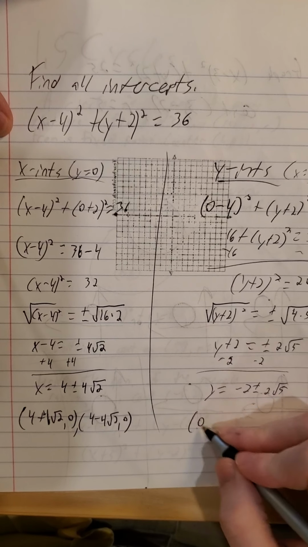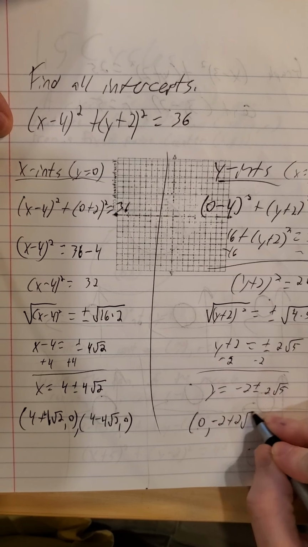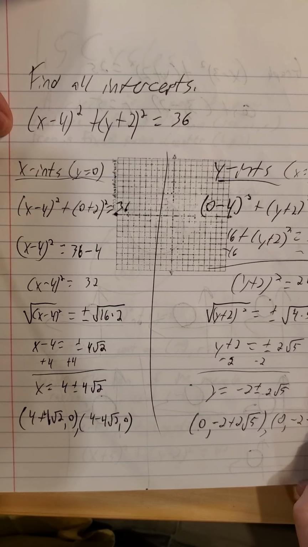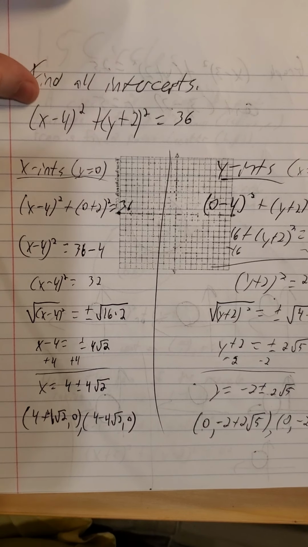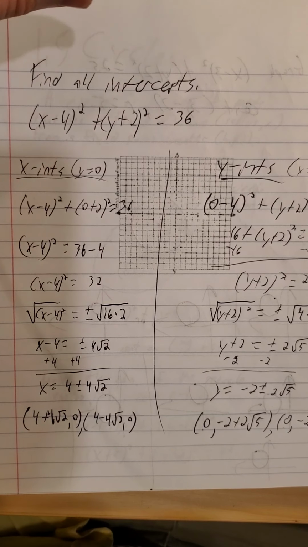And we turn those into ordered pairs. 0 was the x value. Negative 2 plus 2 root 5 was one of the y values. Negative 2 minus 2 root 5 was our other y value. X value still at 0. So there's all of our intercepts.